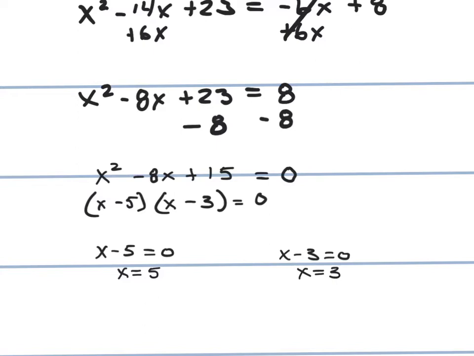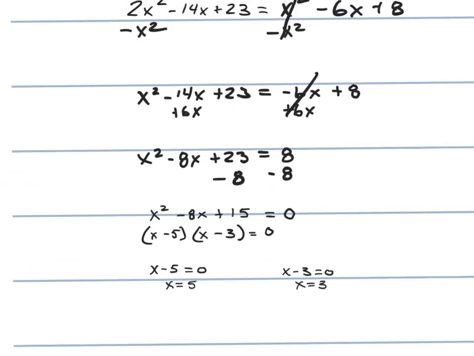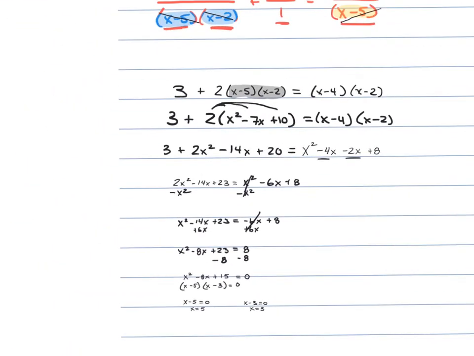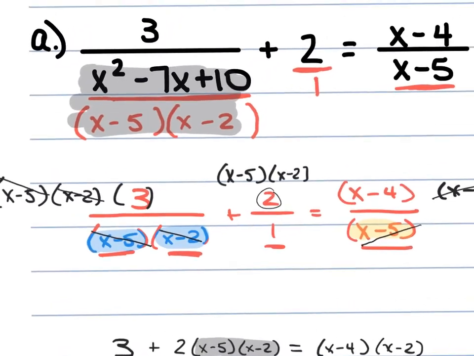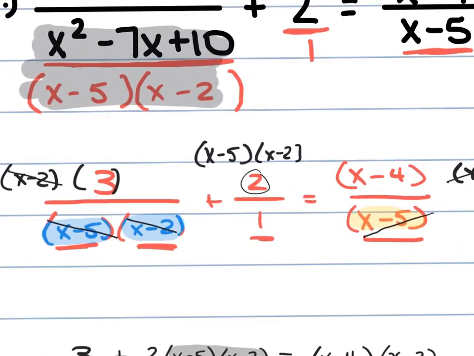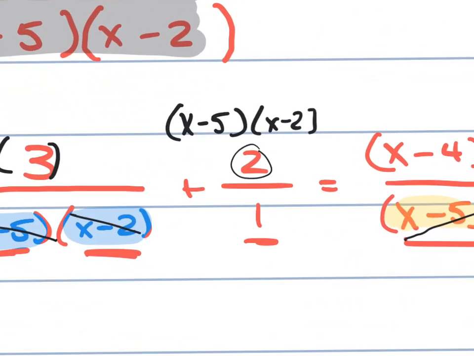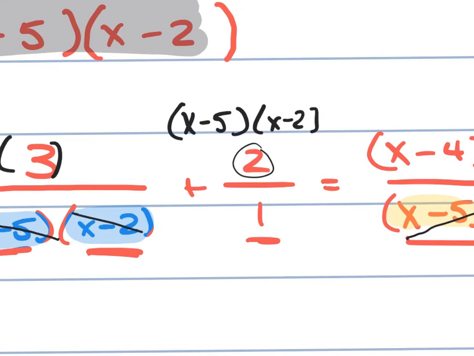Okay, now we would be done except for the fact that we have to check these. Often we get extraneous solutions, ones that are not going to work out for us. One of these answers is definitely not going to work. Let's go back for a second. Our answers are 5 and 3. Take a look at that equation right there. Which one is not going to work?